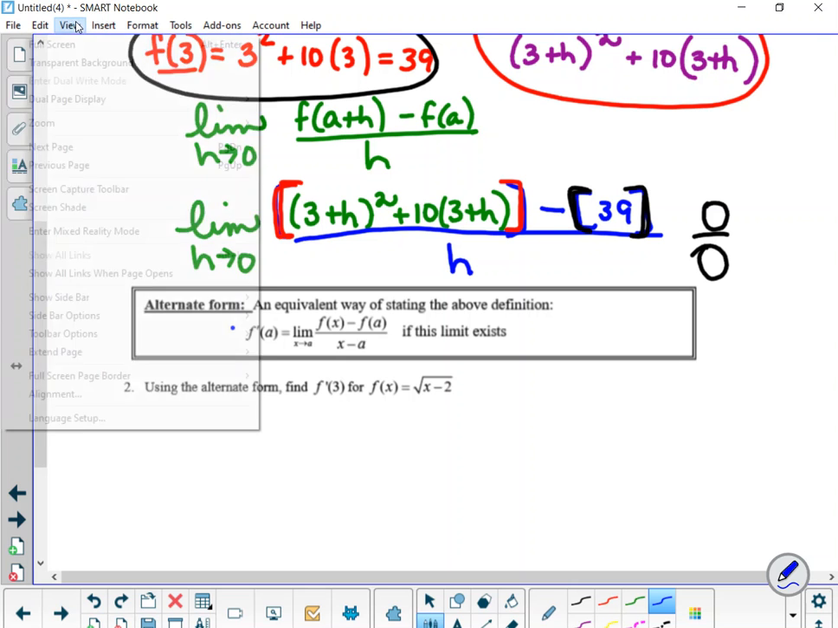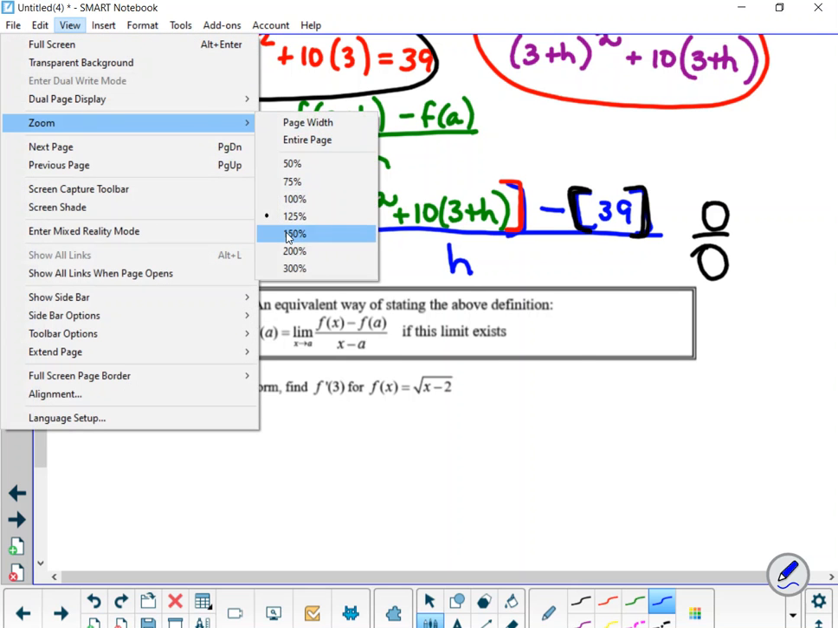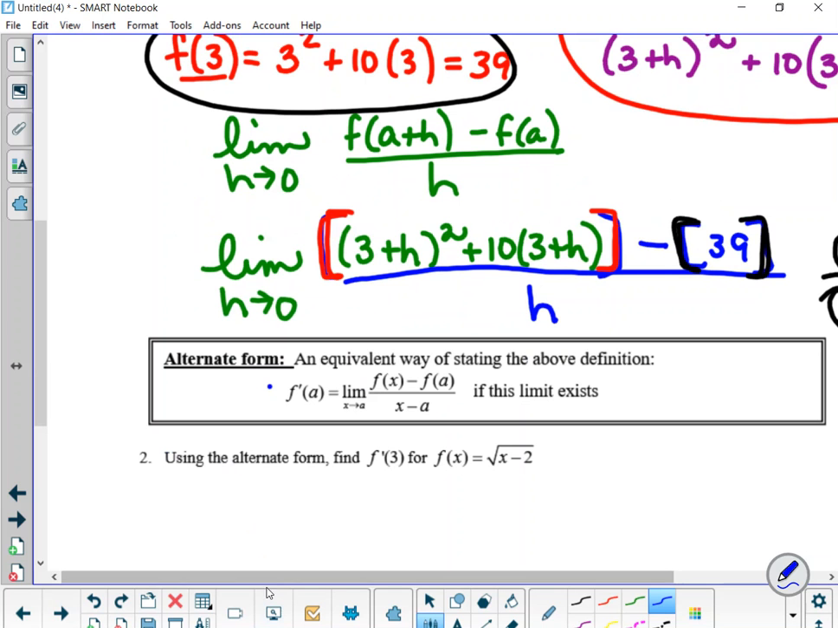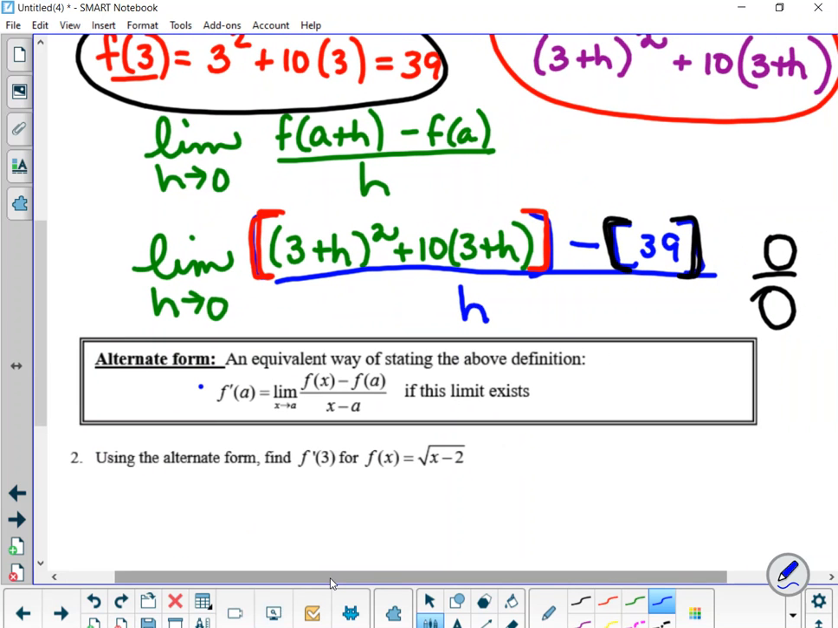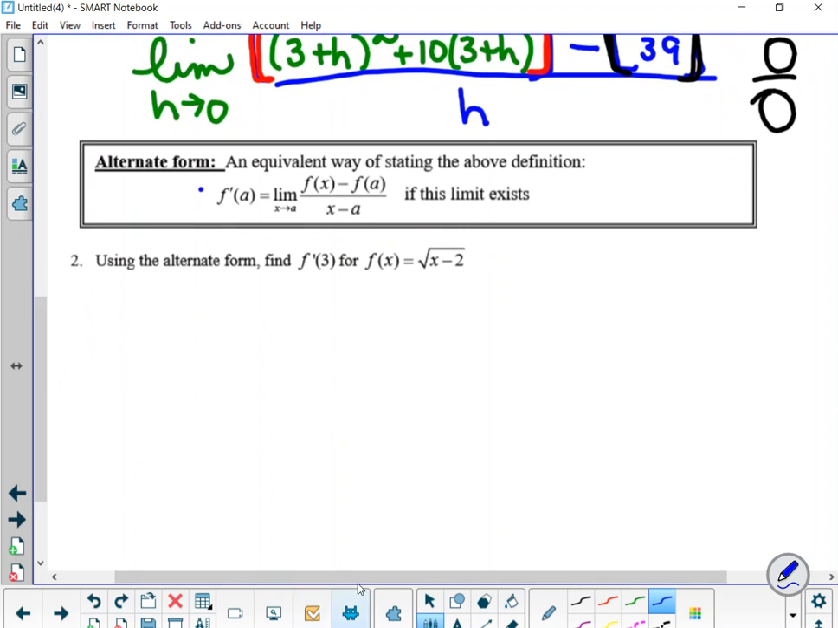So let me show you how this will work. You might like this form better. It doesn't matter to me if I say I need you to use the limit form of the derivative to find the derivative value. It's fine to do either one. You will be expected to recognize both forms. So you will need this form memorized as well. Okay. So let's look at how this is going to work.